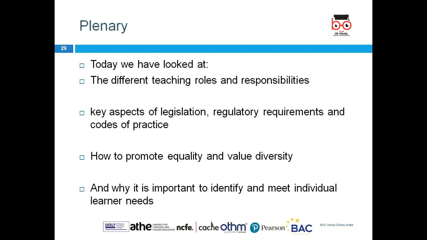So that was it for 1.4. We've looked at different teaching roles and responsibilities, legislations. We looked at how to promote equality and value diversity and why it's important to meet individual needs. Now, I spoke to you about this section here, so just mention the different roles, the positions, and then just put down what their responsibilities are.